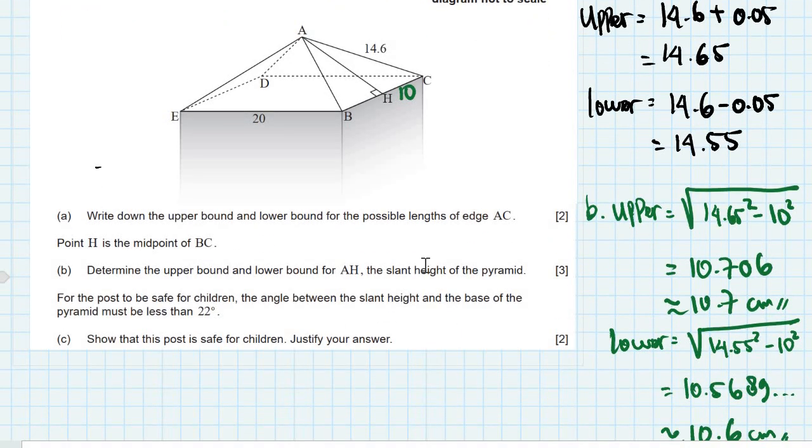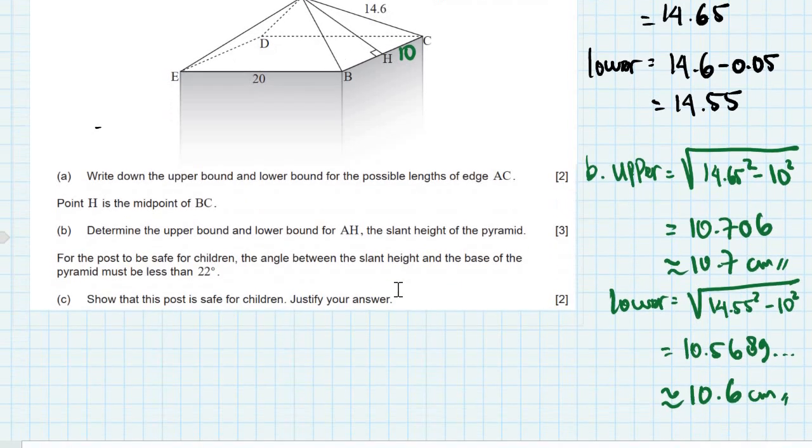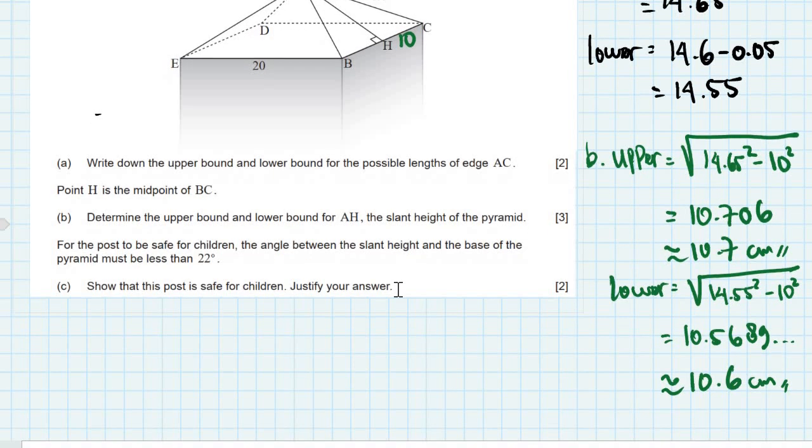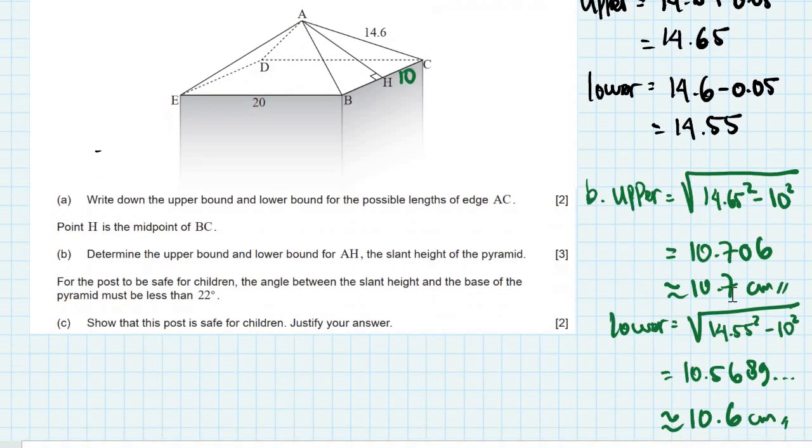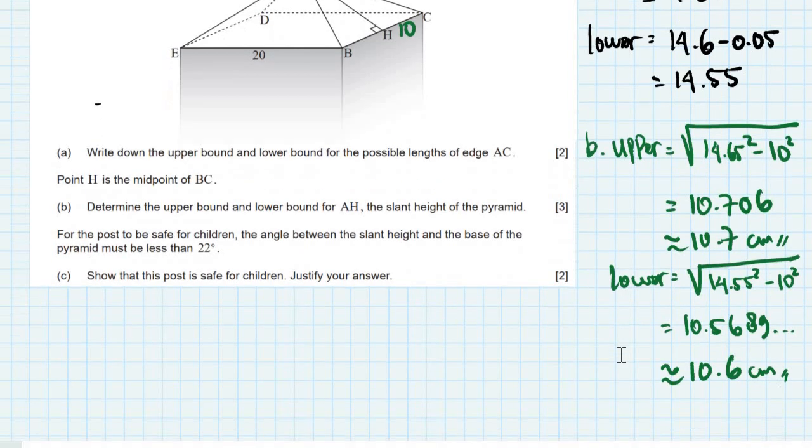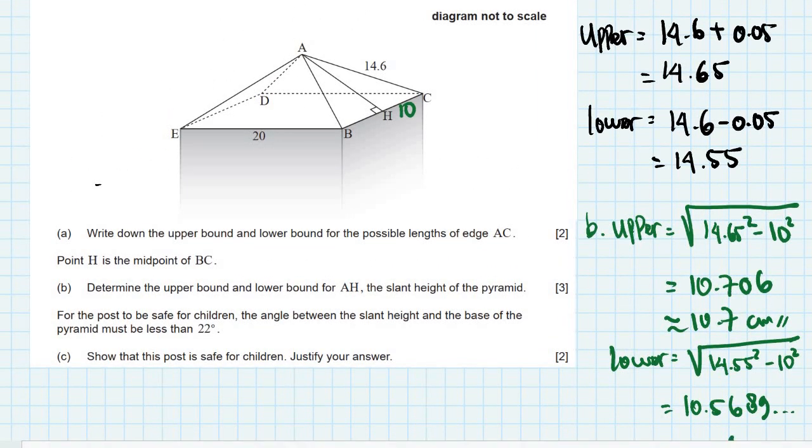Question C. For the post to be safe for children, the angle between the slant height and the base of the pyramid must be less than 22. Show that this post is safe for the children. Justify your answer. So I think we can check both the upper and lower ends. What happens if we have 10.7 and then 10.6?